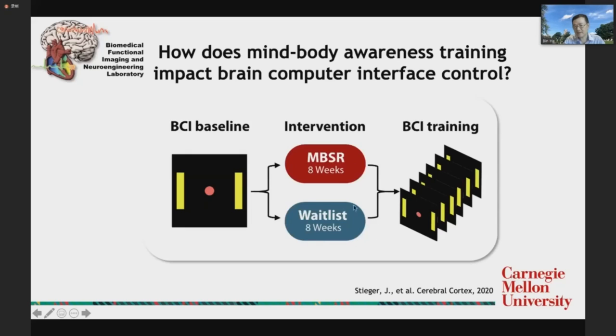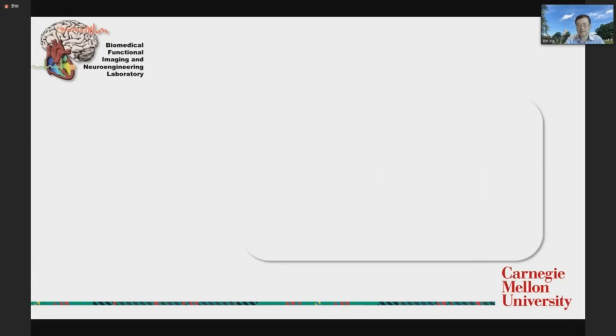The other half of the subjects were put on a waiting list. After 8 weeks, we brought everybody back to go through a series of BCI sessions, from 6 to 10 sessions. The entire process lasted about 4 months per subject, and therefore some subjects lost interest and dropped out. Out of the 76 subjects who completed, we obtained complete data in 62 subjects, and we have recently finished studying the data of this group of 62 human subjects.